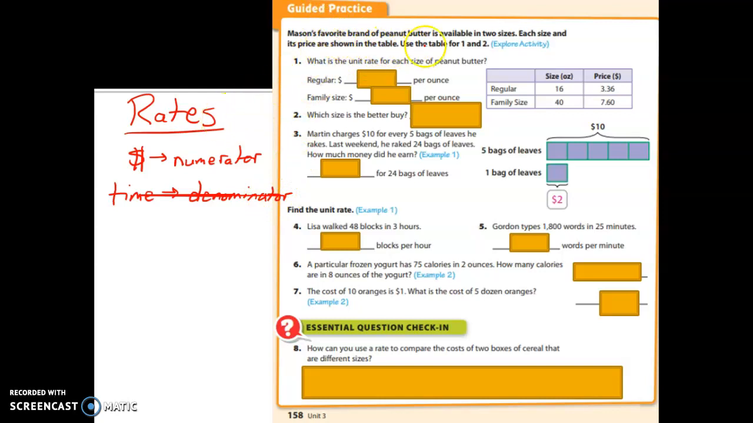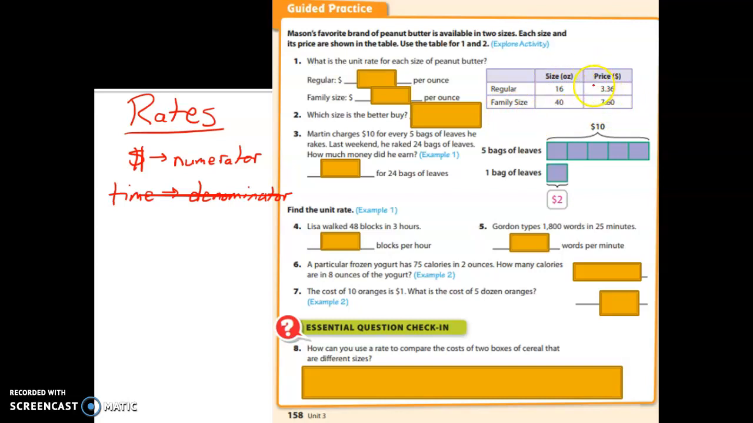Okay, so let's look at an example here. Mason's favorite brand of peanut butter is available in 2 sizes. Each size and its price are shown in the table. So over here, Mason can buy a regular size peanut butter. It's 16 ounces for $3.36. Or he could buy a family size. It's 40 ounces and it's $7.60. So when we go to the grocery store, we want to know, well, which is the better buy? Yeah, this one looks like, well, hey man, we get a lot more, but look, we pay more for it. Here we get less, but we also pay less for it.